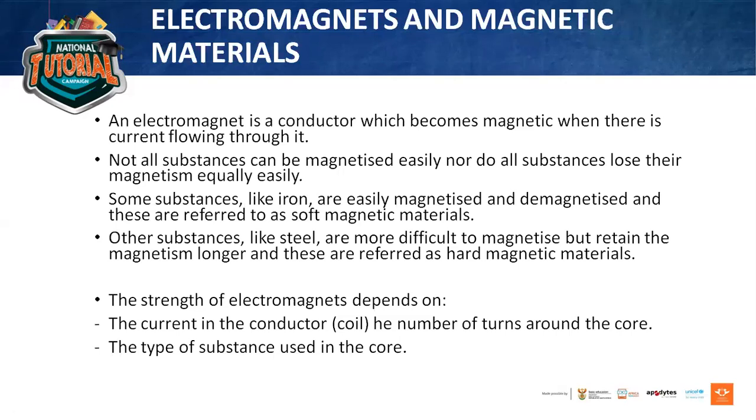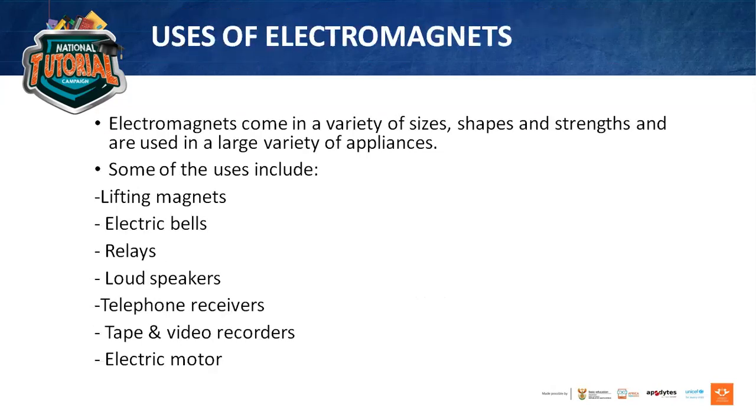The strength of your electromagnet depends on the current in the conductor, the number of turns around the core, and the type of substance used in the core. So guys, don't forget, if you have any questions, let us not leave you behind confused. Just make sure you ask so that you can get all the clarity.